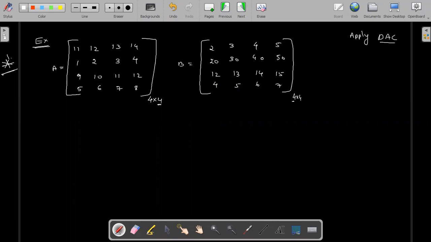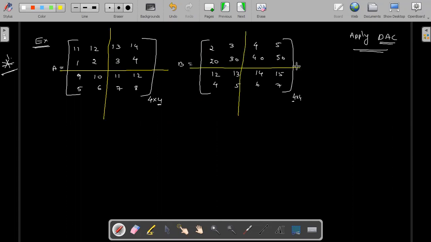the divide and conquer method. What is this divide and conquer method? Please understand here: I am going to divide this entire matrix into two parts like this. Correct? When you do that, you get the matrices. This is one matrix, this is one matrix, this is one matrix, that is one matrix, but totally one matrix. Here also there are four matrices, but totally one matrix.